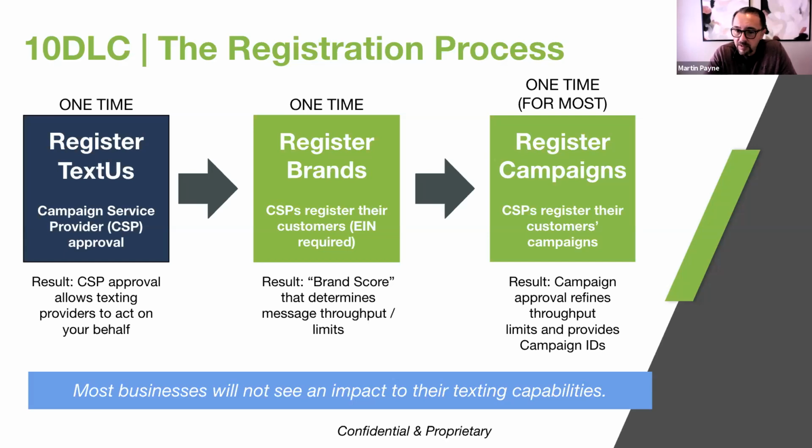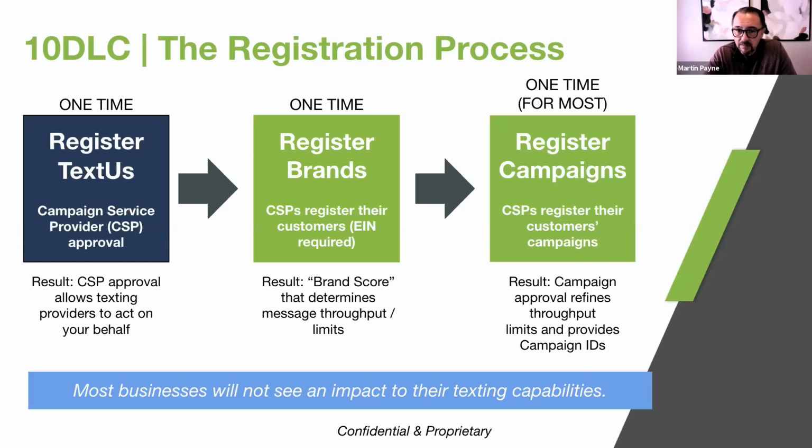And the result is we'll get you a campaign ID, and we'll get the throughput limits associated with that. Both the brand registration as well as the campaign registration will determine what your message caps and throughput limits are. We're sharing that with you to be transparent and help educate.